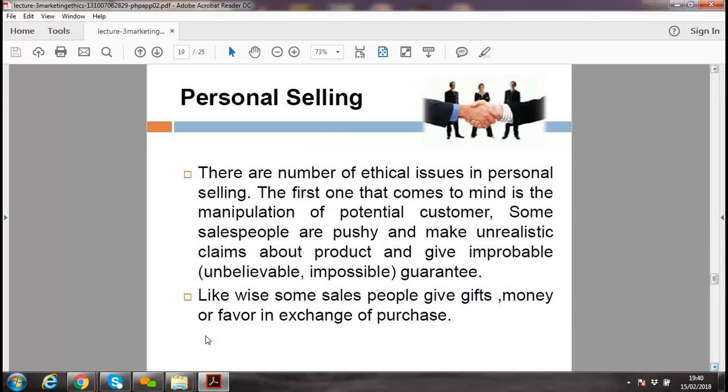So we need to look at personal selling. There are lots of ethical issues. The first one that comes to mind is manipulation of the potential customer. Some salespeople are pushy and make unrealistic claims about the product and give unbelievable, impossible guarantees. Oh, no problem, this product will last 5 years. Yeah, you can use it many times. You can return it whenever, don't worry, we'll pay your money back. But actually not. That is unethical. If we have a 28 day warranty or guarantee, we should provide a clearly written legal agreement. The company should provide it.